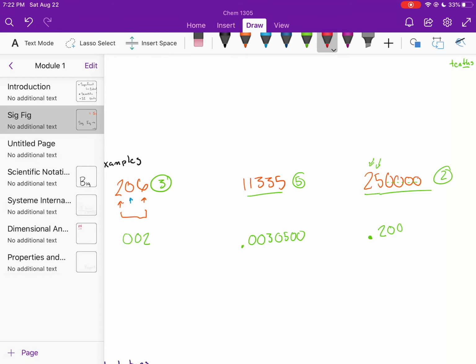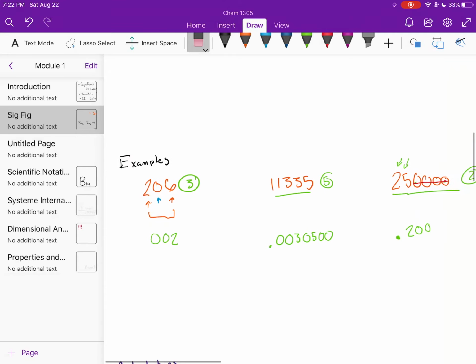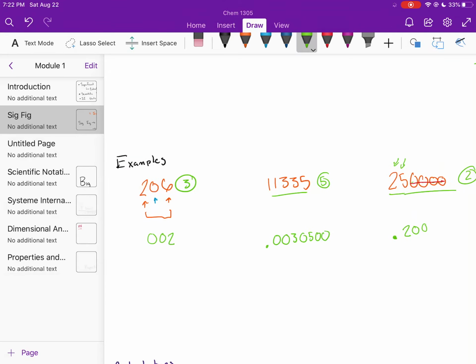And remember how I said trailing zeros can be significant or not significant? Well, these are actually not significant because there's no decimal point before. They only become significant if the decimal point comes before all the zeros. But since these are zeros without the decimal point, they're not significant.